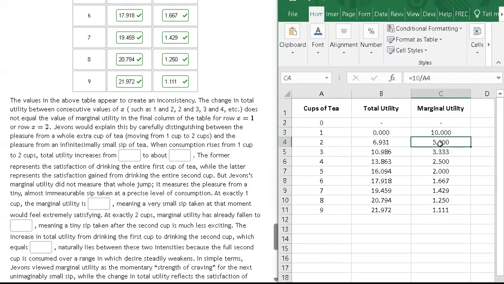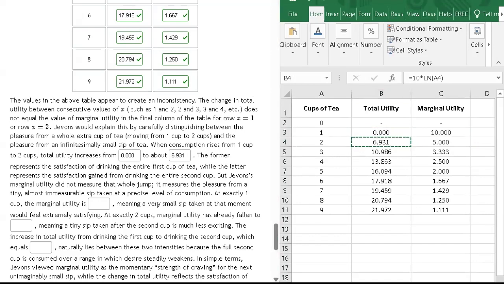Jevons would explain this by carefully distinguishing between the pleasure from a whole extra cup of tea, moving from 1 to 2 cups, and the pleasure from an infinitesimally small sip of tea. When consumption rises from 1 cup to 2 cups, total utility increases from 0 to 0.6931. The former represents the satisfaction of drinking the entire first cup of tea, while the latter represents the satisfaction gained from drinking the entire second cup of tea. But Jevons' marginal utility did not measure that whole jump. It measures the pleasure from a tiny, almost immeasurable sip at a precise level of consumption.